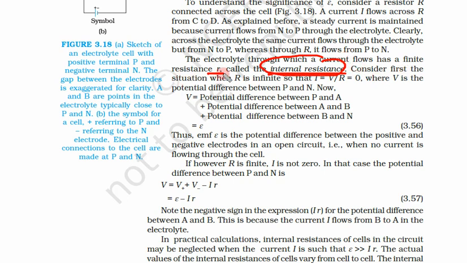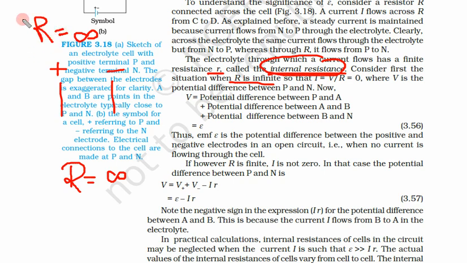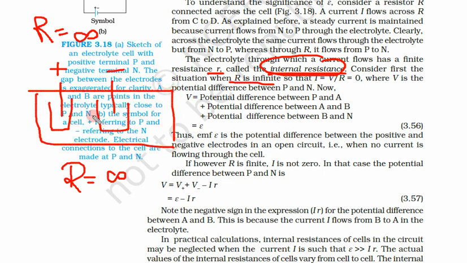Now let us consider the first situation where R is infinite. What is the meaning of R infinite? R is infinite means there is no external connection. So the battery has a positive terminal and a negative terminal, and these are not connected. In the no connection case, R is infinity. That means there is infinitely large resistance outside, and this is the electrolytic solution. So this was the battery, this was point A, this was point B, and current was going from B to A.